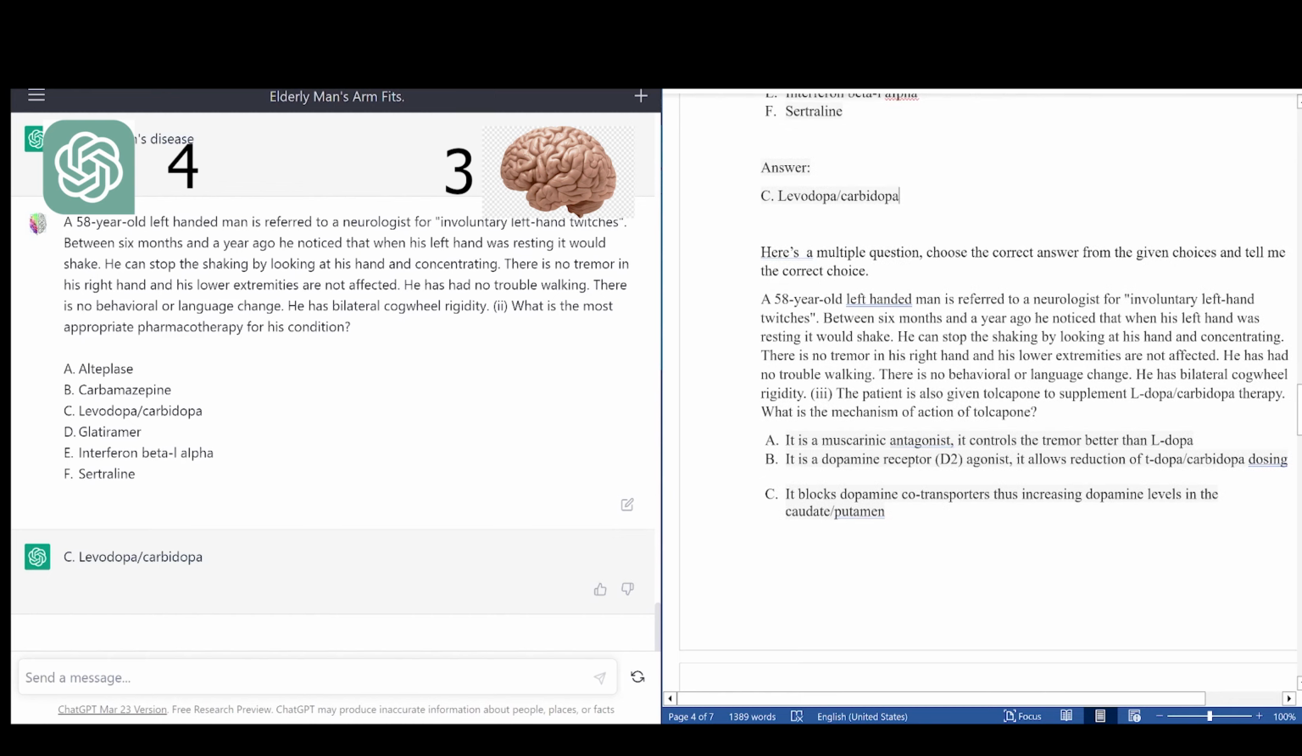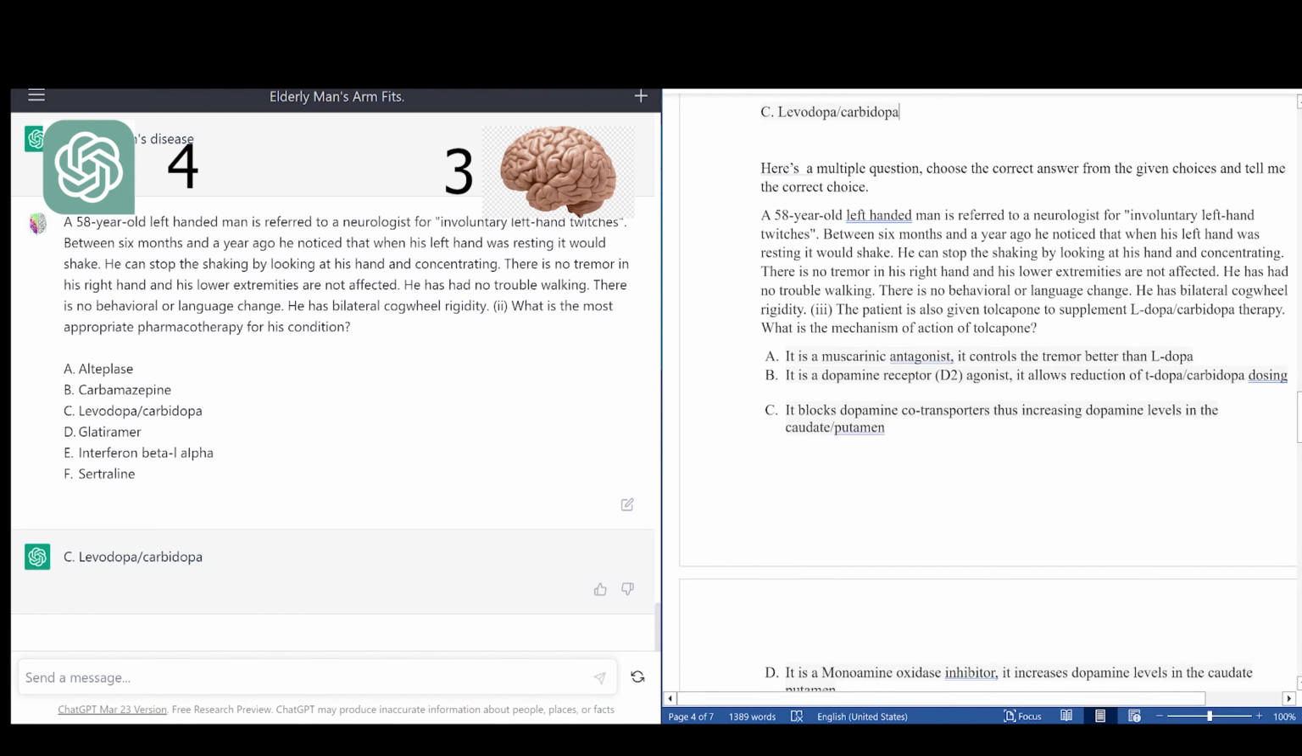So the next question is still related to the last 2 questions. It's the third part. And it says the patient is also given tolcapone to supplement L-DOPA, carbidopa therapy. What is the mechanism of action of tolcapone?